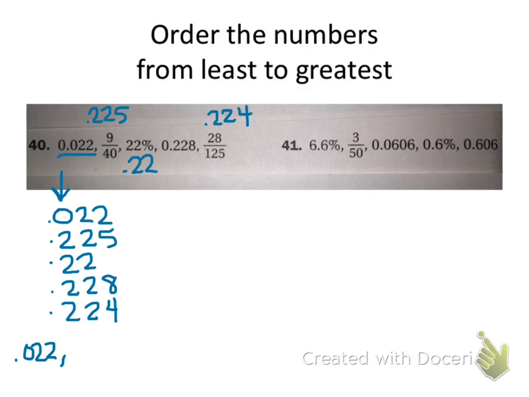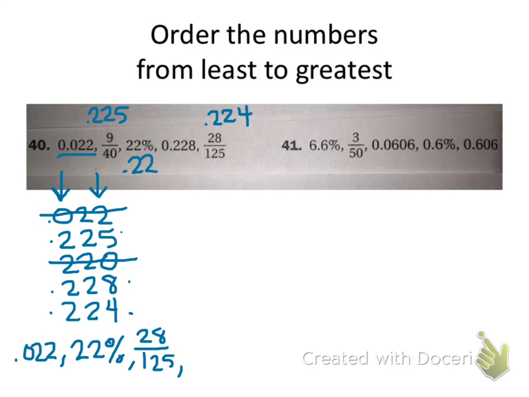The next one I look at, they're all 2, so I have to go to the second column. They're all 2, so I have to go to the third column. Since there's not a number here, I fill it in with 0. Since 0 is the smallest number, my third number over, so 22% is the next largest number. So I've gotten rid of this one. I've gotten rid of this one. Okay. Now basically it's 4, 5, then 8. So it's the last number, the 28 over 125.